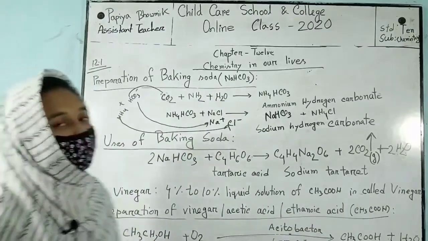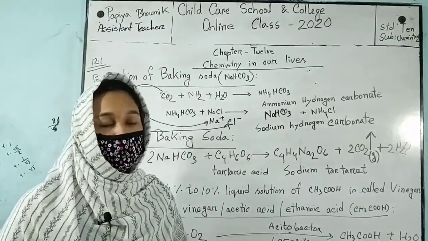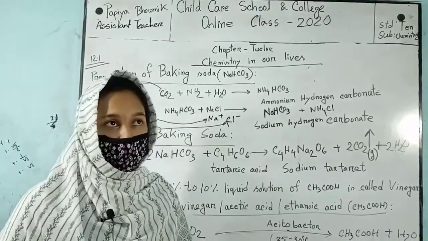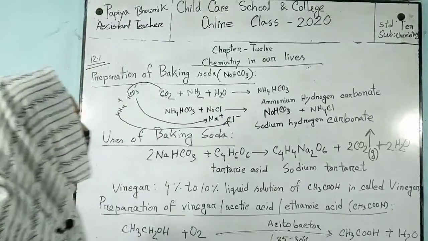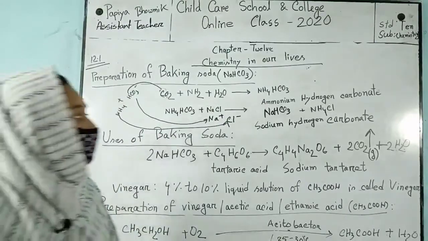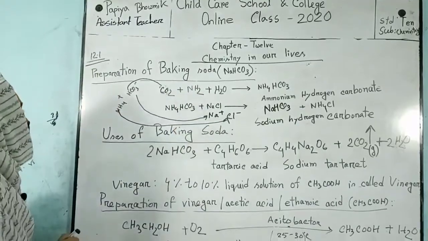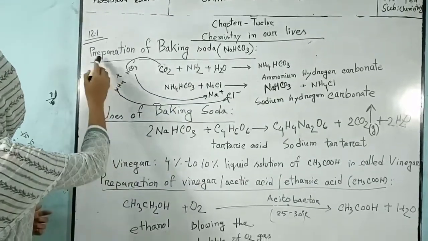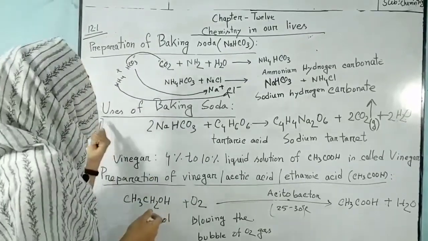Baking soda is mainly a powder. We use it in making cakes and other things. Now let us see how baking soda is prepared. We can see this on the whiteboard.